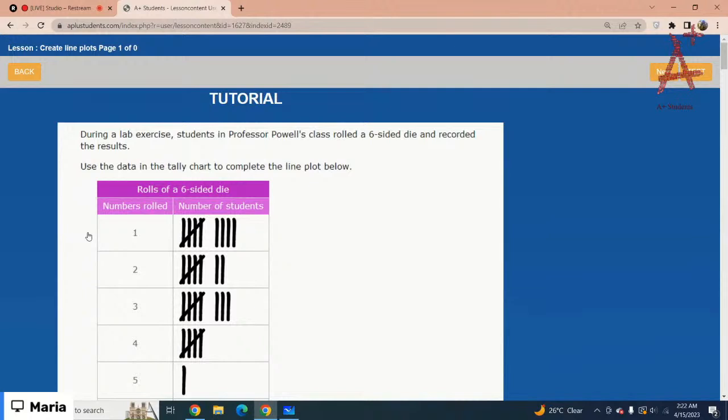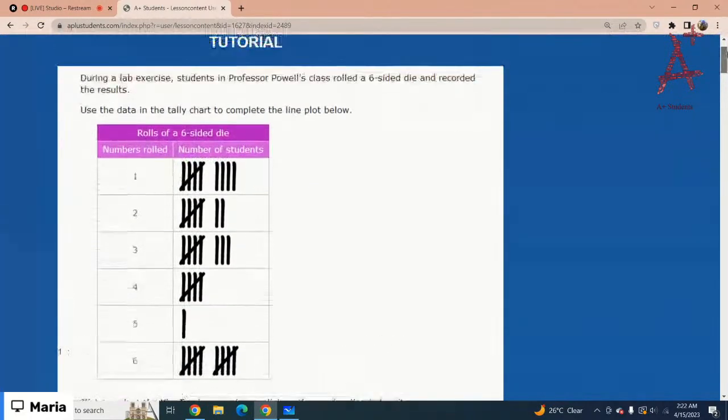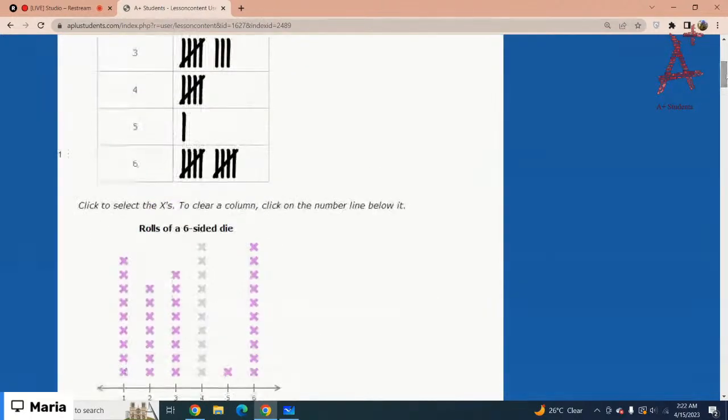Okay, during a lab exercise, students in Professor Powell's class rolled a six-sided die and recorded these results. Use the data in the tally chart to complete the line plot below. So here is the tally chart, and you are given a tally chart, you have to draw the line plot. Basically, how do we make the line plots?